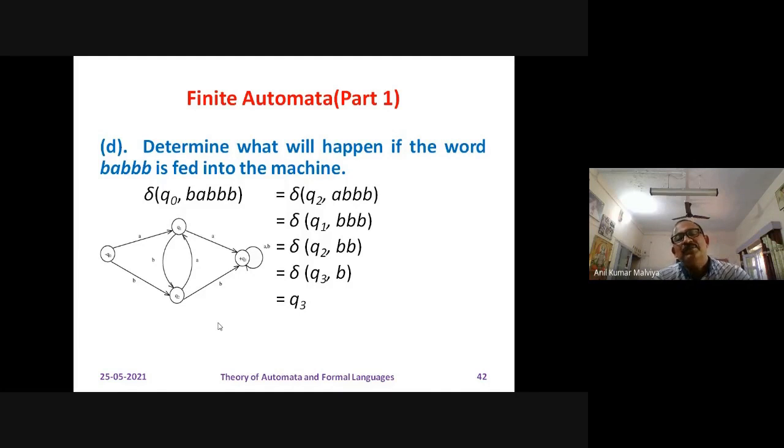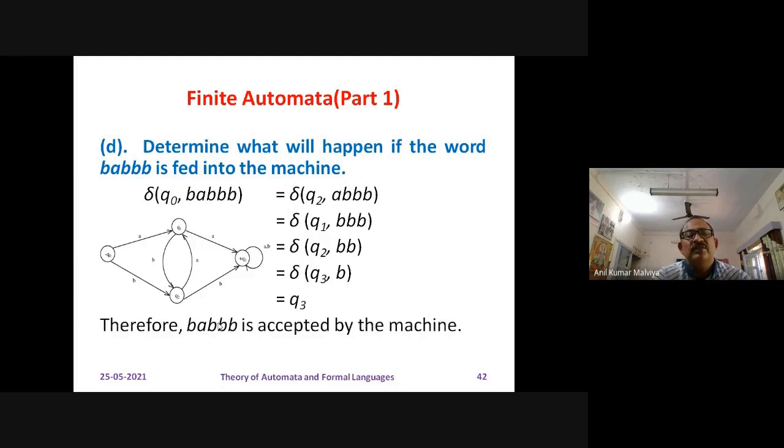Here you can see that when the input word is exhausted, the machine goes to the final configuration. At this time, the machine is in state Q3, and we also know Q3 is a final state. Therefore, we can say that the word BABBB is accepted by the machine. Okay.